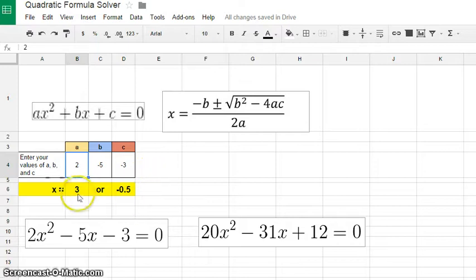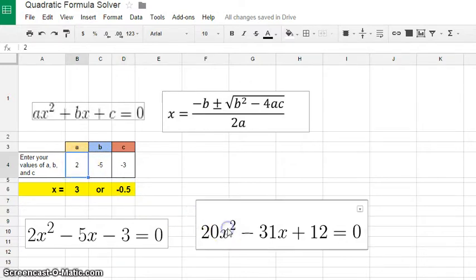Okay, so I've already built my own solver here, and you can see that if my equation is 2x squared minus 5x minus 3, my x values will be 3 or -0.5. Right, 3 or -0.5. Okay, so let's try another one.